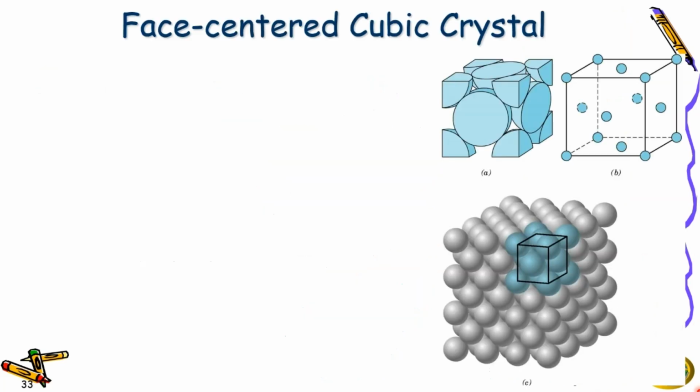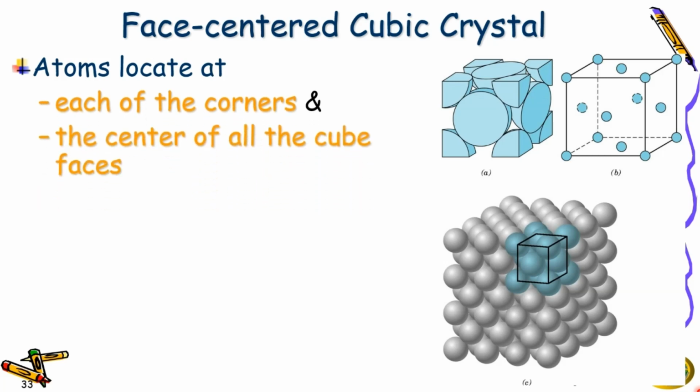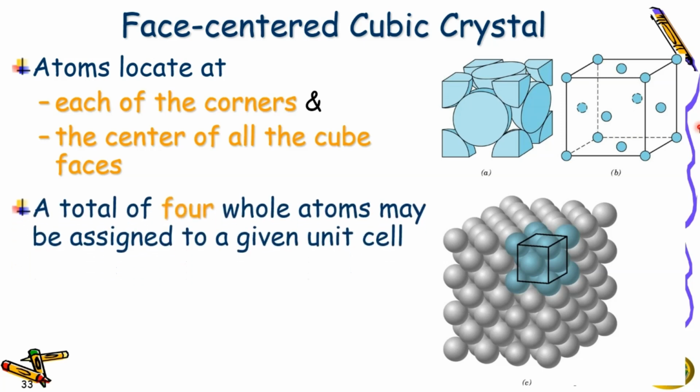So let's have some information about face-centered cubic structure. Atoms are located where? First, at each of the corners. Second, in the center of all cube faces. There you have atoms in the center of all cube faces: 1, 2, 3, 4, 5, 6 here. So this is called face-centered cubic crystal.